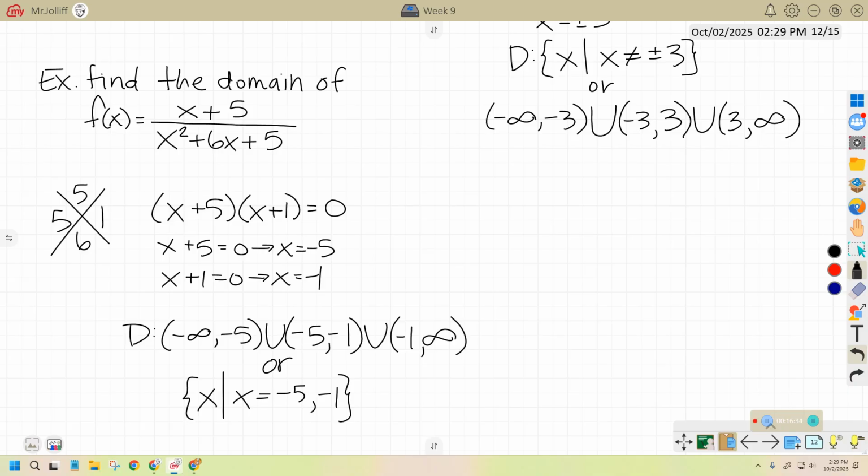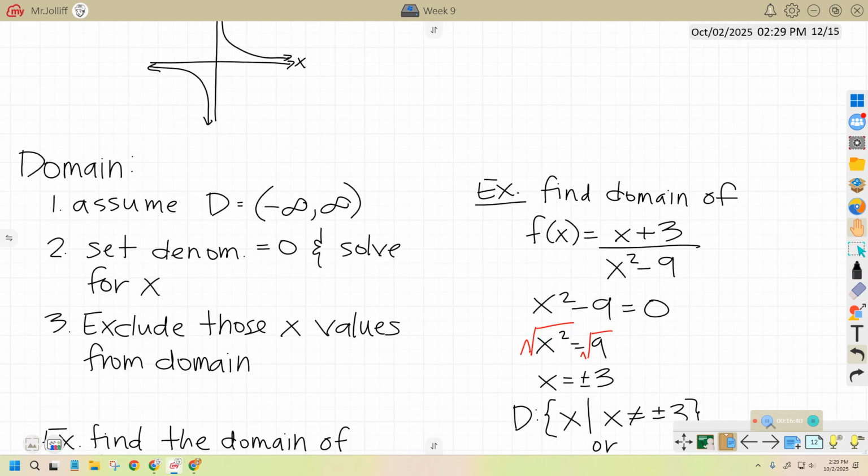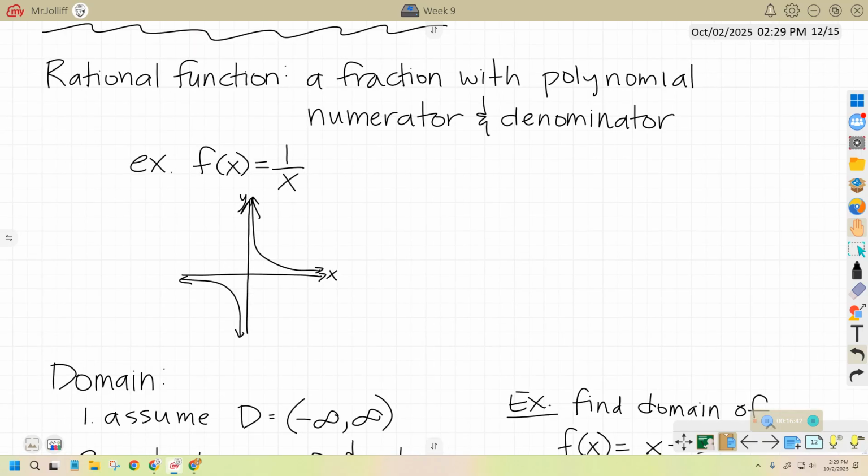Okay. Let's move on to the next thing we need to worry about, which is if we go back to this graph that we started with, this graph has a very important feature. At that 0 in the denominator, for our reciprocal function, x equals 0, there is this vertical line that the function doesn't cross. Does anybody remember what that's called? Asymptote. Very good. This one is a vertical asymptote.